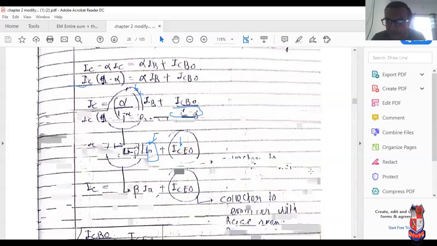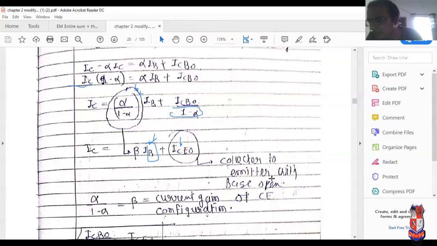Collector to emitter current with base open. It means all the electron-hole combination is transferred via the emitter only. That's why it is known as common emitter configuration. IC equal to beta times IB plus ICEO. See this. So beta equal to current gain.